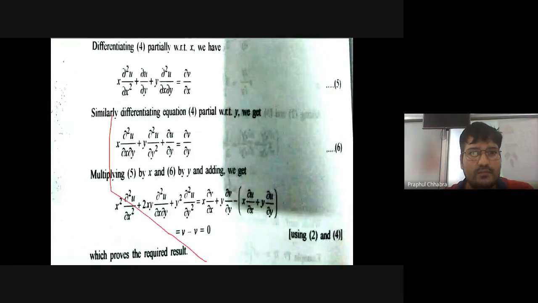Now this result we have got, x del u upon del x plus y del u upon del y is equal to v, is equation number 4. Just differentiate this equation number 4 partially with respect to x separately, and partially with respect to y separately, multiplying the first result with x, multiplying the second result with y, and then add. Just differentiate equation number 4 partially with respect to x.